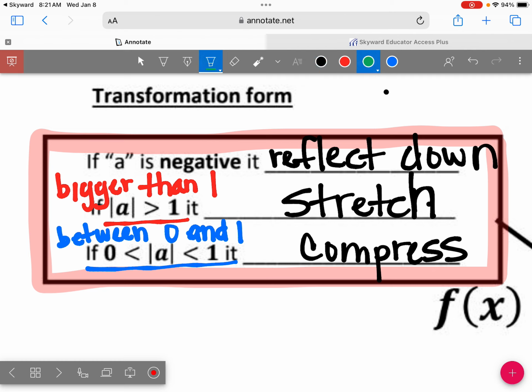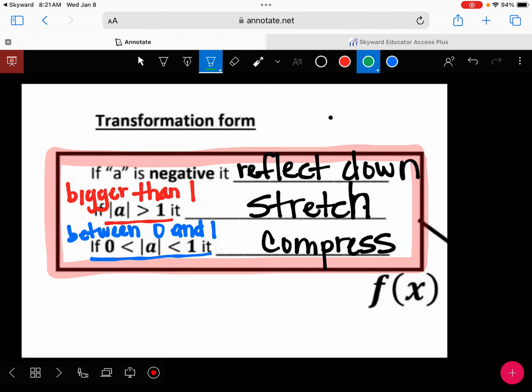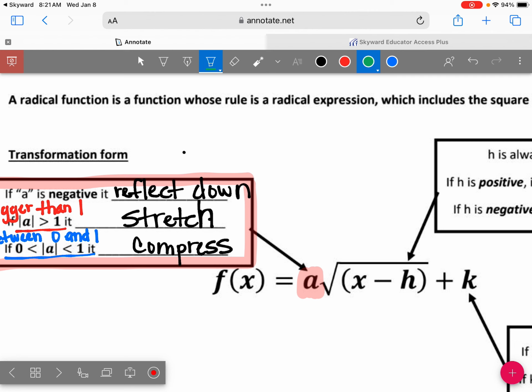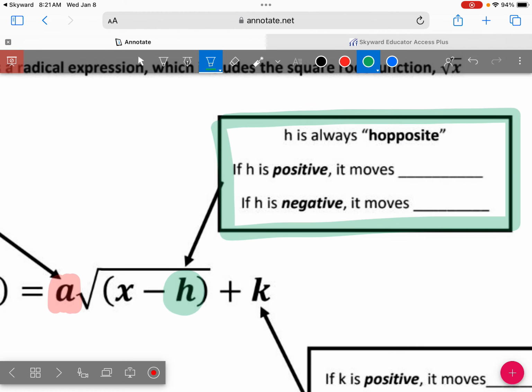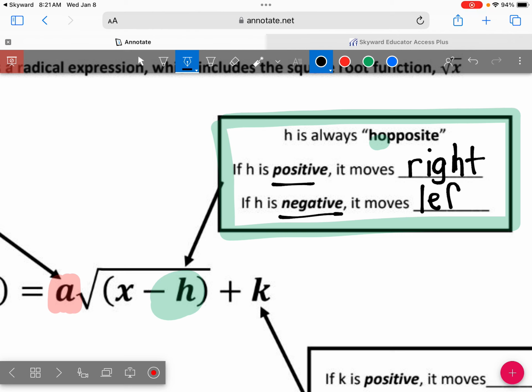The next number we're going to talk about is the number under the square root. So the number under the square root is here. And that's this box. And it's always opposite of what you see. That's why it says opposite. Because whatever you see, the actual H value is opposite. If it's a positive number, it's going to make the graph move right. And if it's a negative number, it moves the graph to the left.